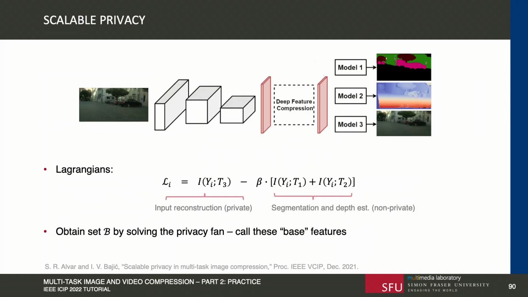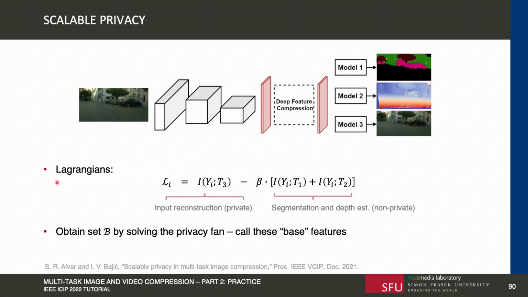So let's see how Privacy Fan could help us accomplish what we can call scalable privacy. The example here is related to a 3-task model, which we've mentioned before. It's trained on the Cityscapes dataset, and the 3 tasks are semantic segmentation, depth estimation, and input reconstruction. And among these 3 tasks in this example, task 1, segmentation, and task 2, depth estimation, are considered to be non-private, whereas task 3, input reconstruction, is considered to be private.